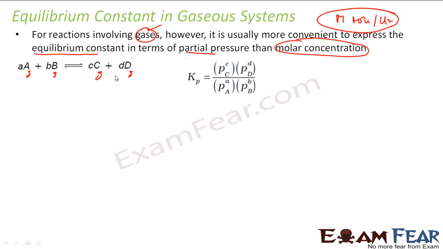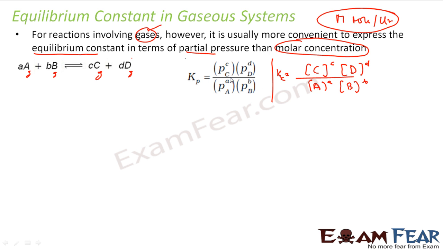So in this case, the Kp will be what? The pressure of C to the power c, pressure of D to the power d, divided by pressure of A to the power a, pressure of B to the power b. So if you see here in this case, this is similar to what we had earlier. Earlier, in terms of molar concentration, we would write concentration of C to the power c, concentration of D to the power d, divided by concentration of A to the power a, concentration of B to the power b. This is what you should write for Kc.